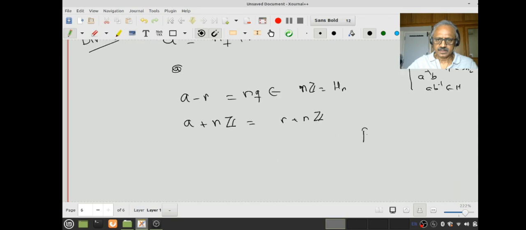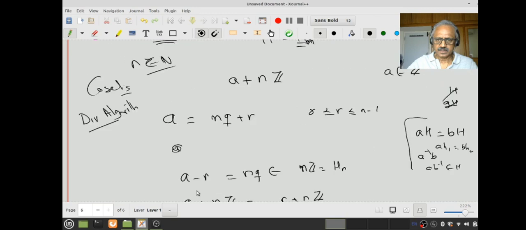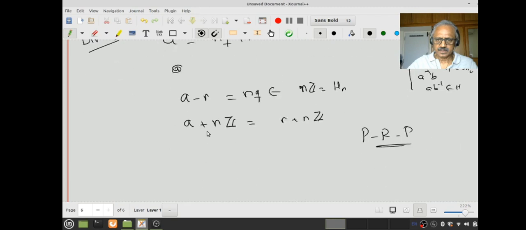Pause, review, proceed. Make sure you understand. So how many cosets are there? Typically for every a in Z, I can construct a coset, and there seem to be infinitely many cosets, but as sets, most of them coincide. I have only finitely many cosets, that is 0 plus nZ, 1 plus nZ, up to n minus 1 plus nZ. These are the only n cosets of the group nZ in Z.